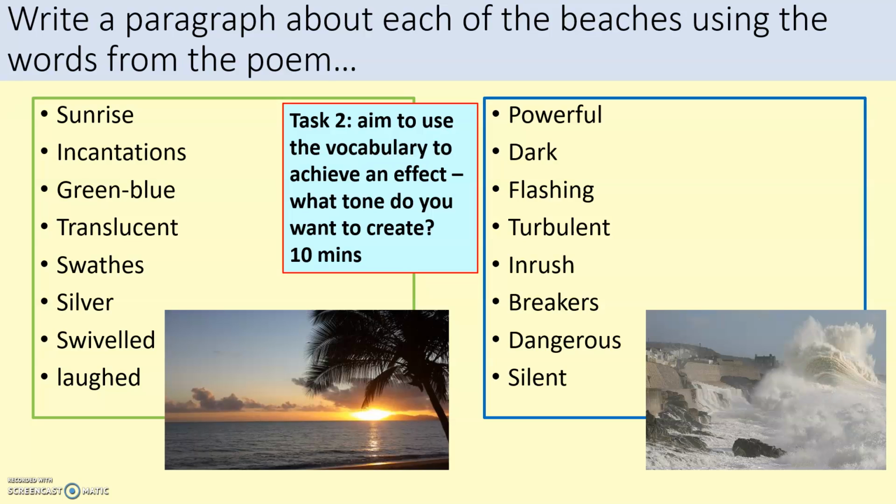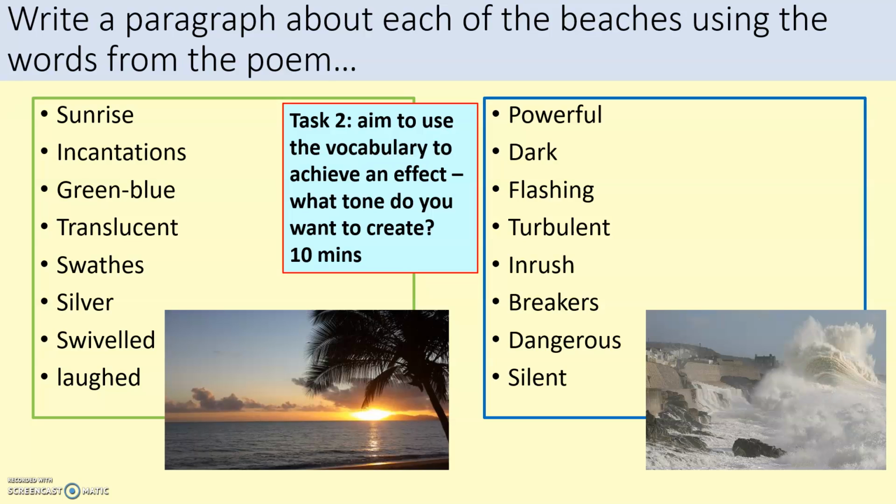So in the 2 boxes, you've got 2 pictures linked with it. One is a very calm looking tropical scene, and the one on the right obviously is a very, very turbulent scene with crashing waves. And the words in the green box there, sunrise, incantations, etc., are all from Kamikaze, as are the ones in the blue box, powerful, dark, flashing, and so forth.